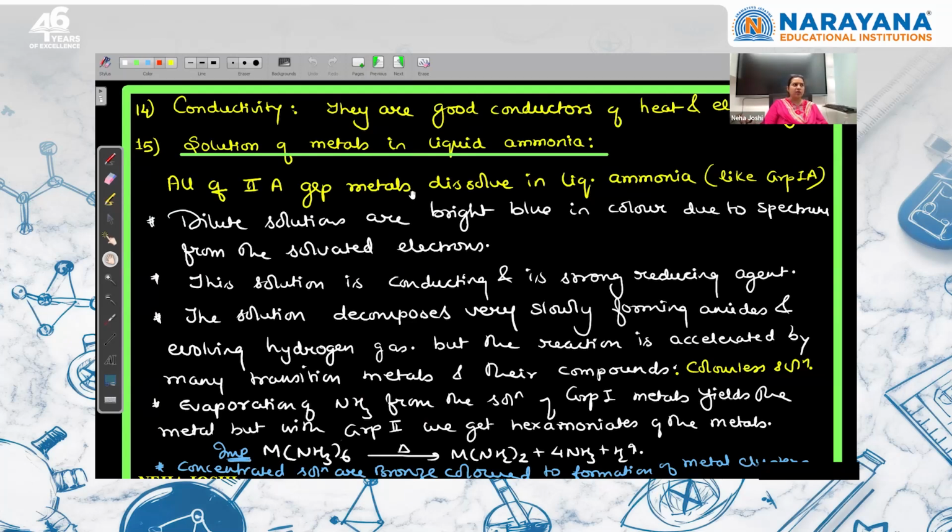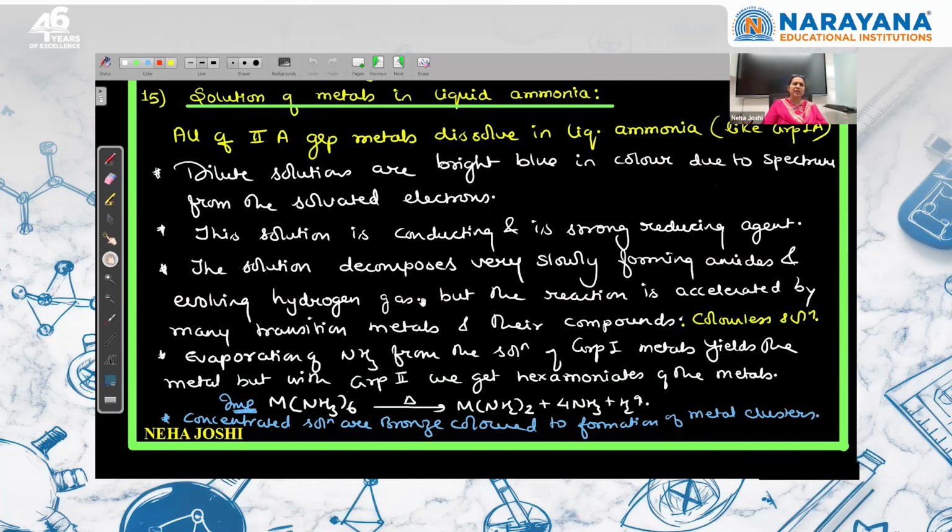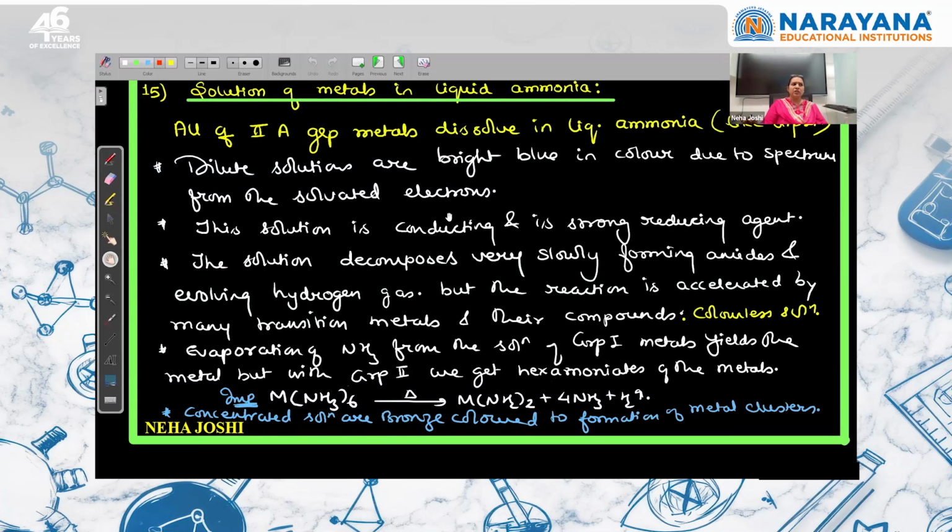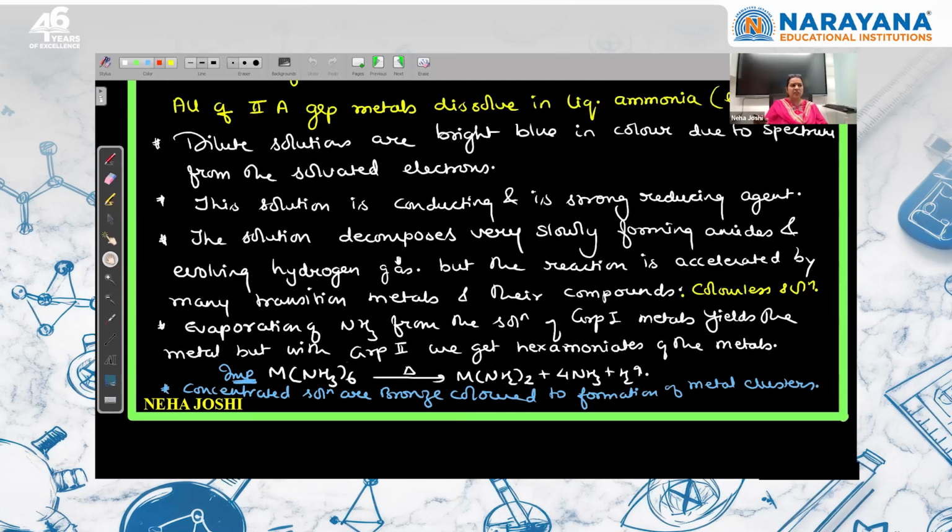Once you're done with solubility, it becomes very easy. Conductivity: yes, they are all good conductors. Solution of metal in liquid ammonia is the same as group 1. Nothing new: the same blue solution, the same ammoniated electron. If concentration is increased, you will have a bronze color due to formation of metal clusters. Everything is the same.